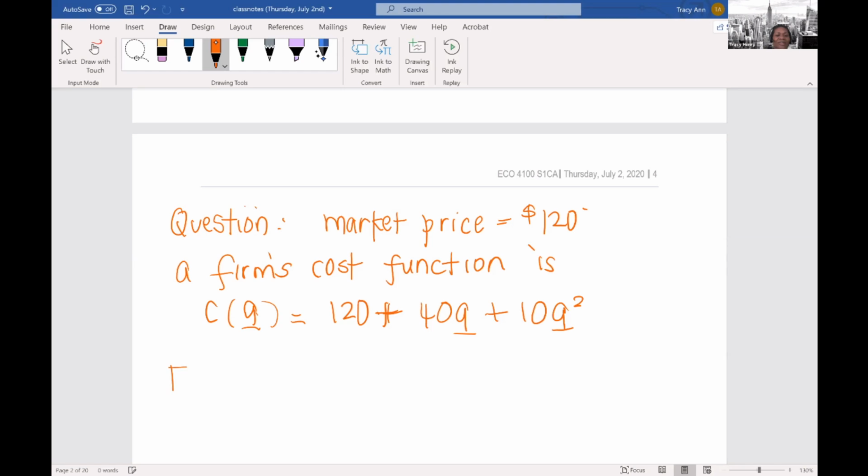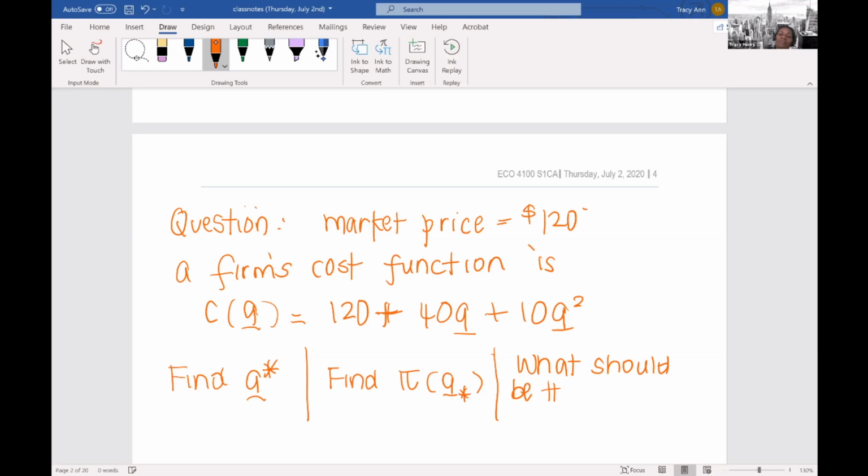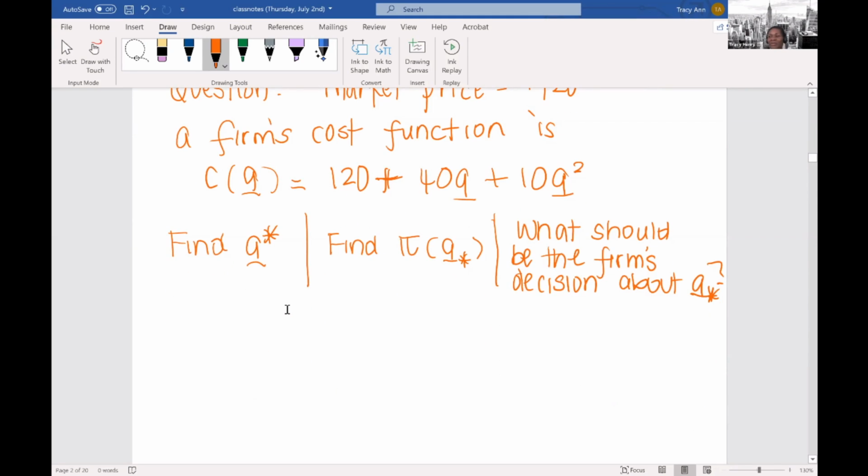So here are the questions. I want you to find Q star. Then I want you to find the profit at Q star, and then I want you to tell me the firm's decision. So what should be the firm's decision about Q star? Of course, I know some of you have already worked it out. You can do this one of two ways. You can write up the profit function and work from the profit function.